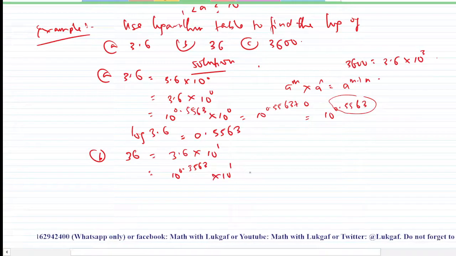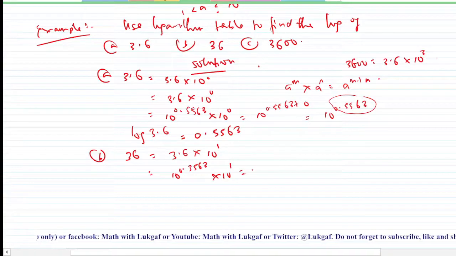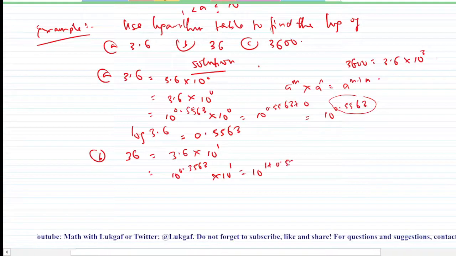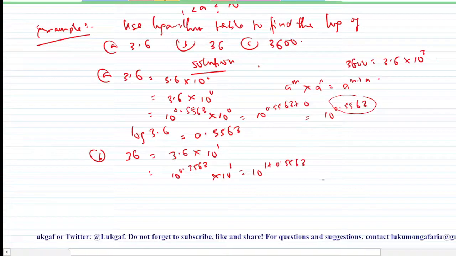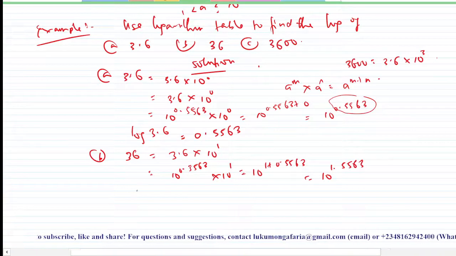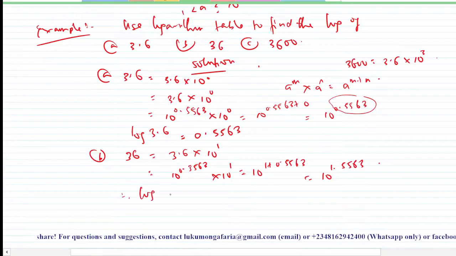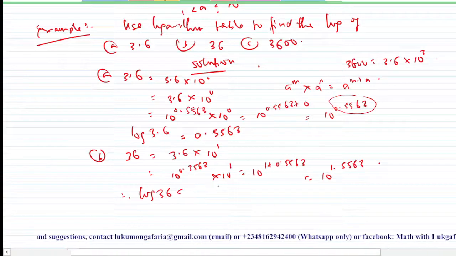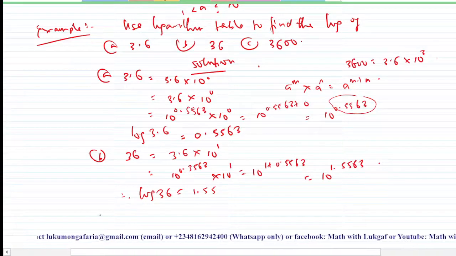So if you now apply your laws of indices, I have 10 raised to power 1 plus 0.5563. That's going to give me 10 raised to power 1.5563. In essence, the logarithm of 36 is going to give me 1.5563.